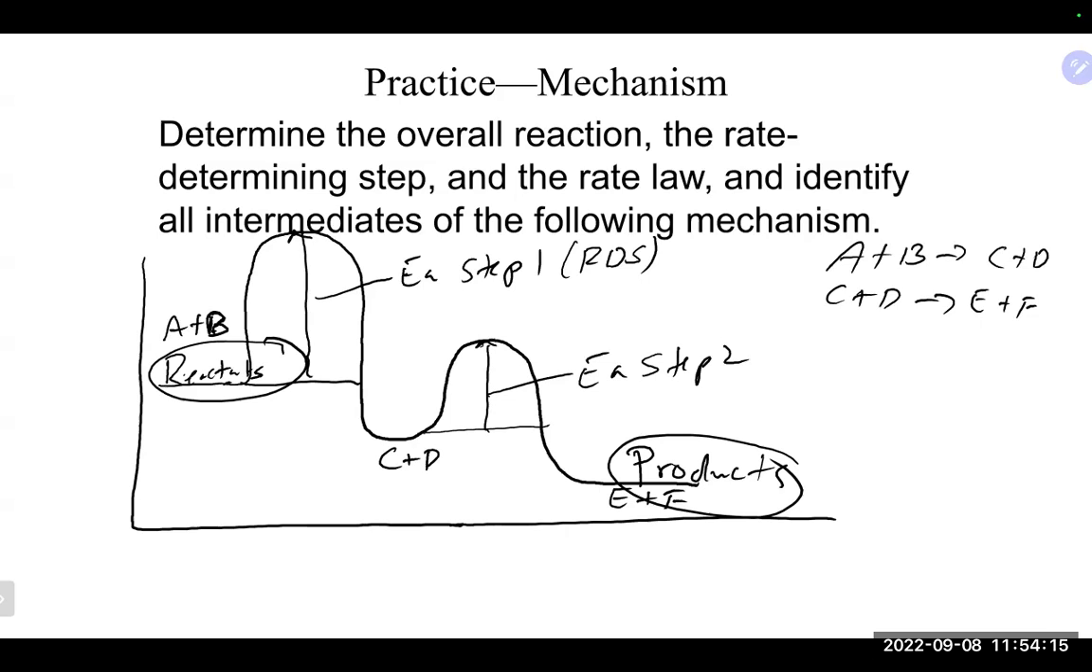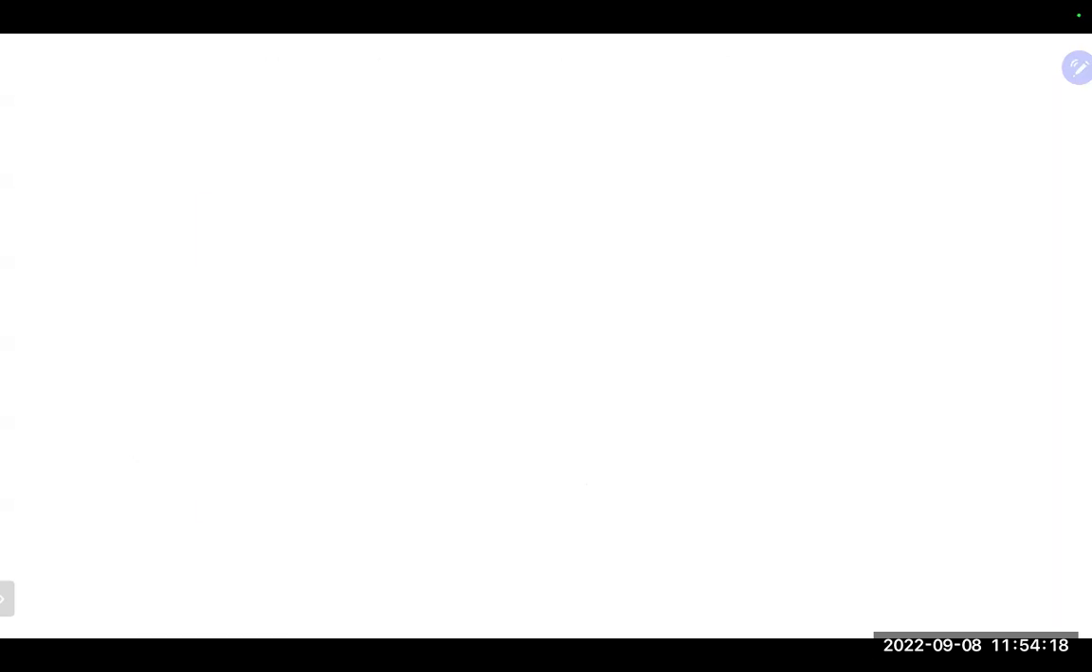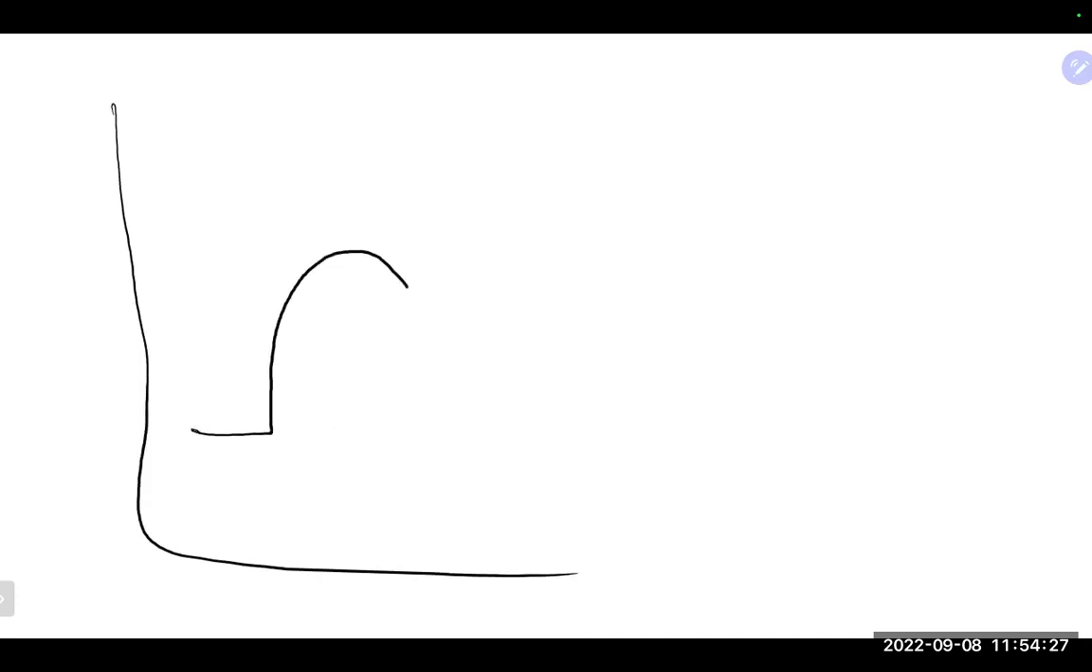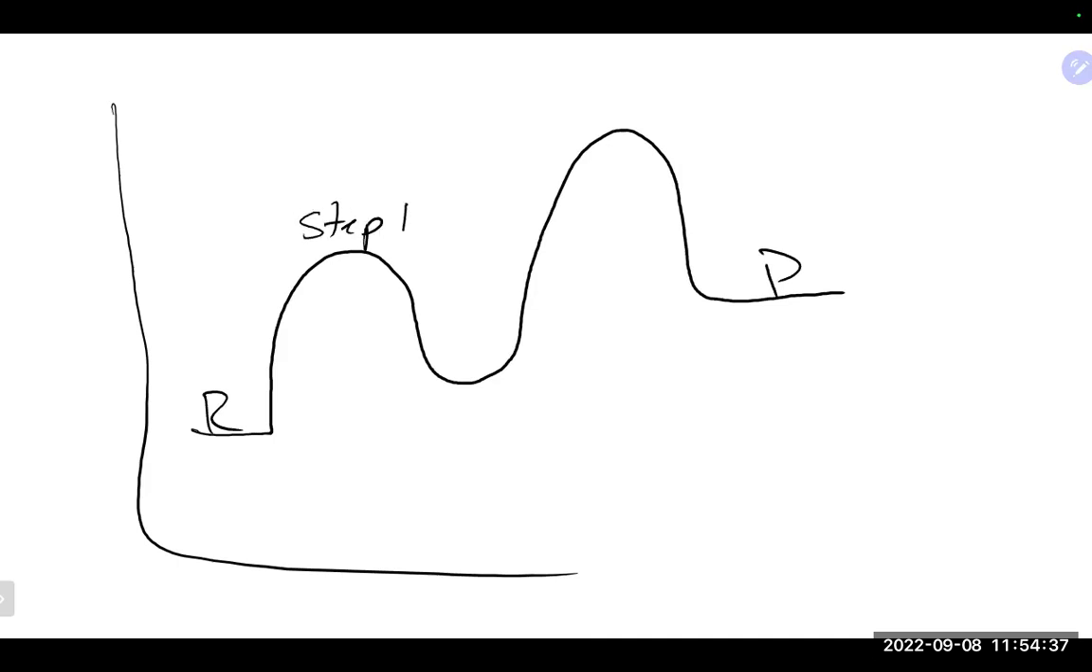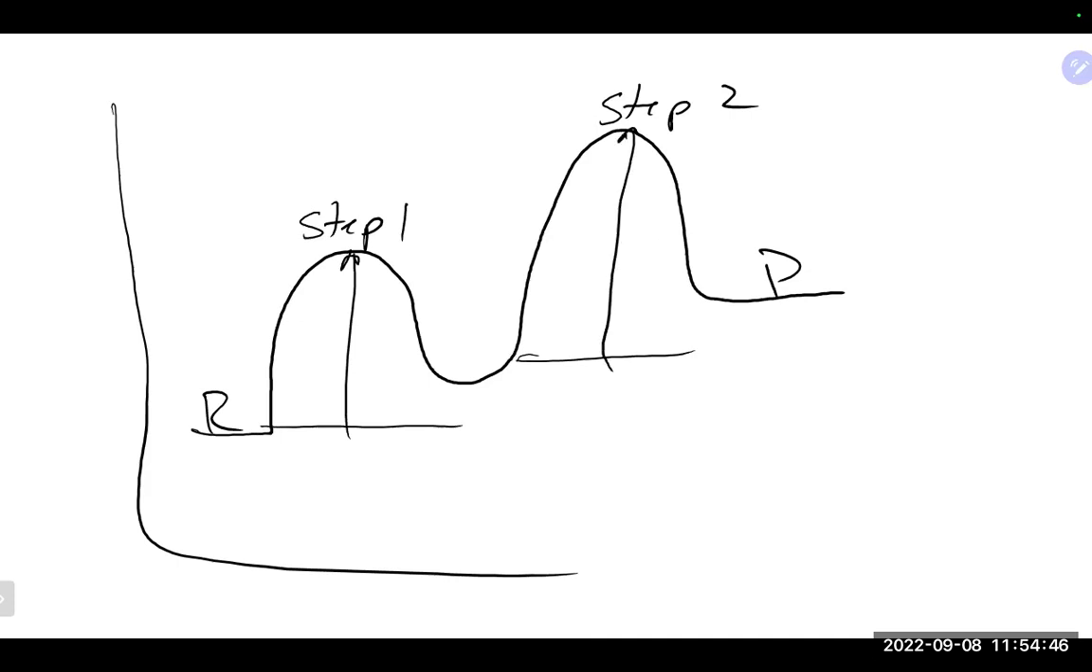Now, if you ended up maybe here, and say this is our reactants, that's our products. We'll call this step 1. And this is step 2. In this case, if we were comparing, roughly speaking, which step would have the bigger energy hill? The second one, barely. Not the best drawing, but you get the idea. So in this case, step 2 would probably be our rate determining step.